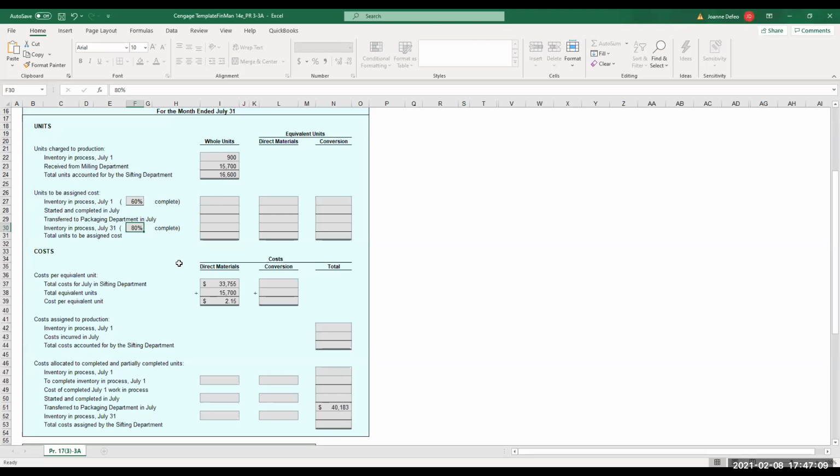So here, the beginning is right here. We're gonna put the same number of units, 900. And then we don't add any direct materials because it has all the materials. It's just not finished. We're not finished converting it. So we don't need to add material, but for the conversion, we're going to do equal plus 60% times the 900. Let's see if that works. No, it didn't like that one. Okay, so let's start again.